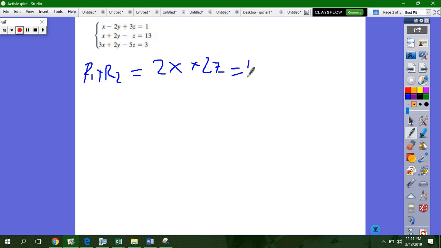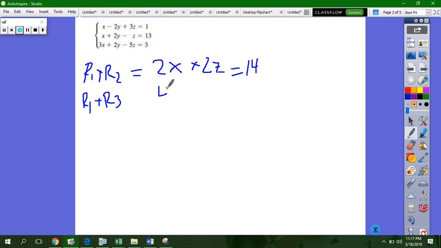equals 14. Now here you want to be very careful with your negatives and your additions because the fact of the matter, when you miss it by a negative, it's going to throw the whole thing off. So just be careful with that. So the other one I'm going to do is row 1 and row 3. Because once again, if I add those two rows together, my y should cancel.